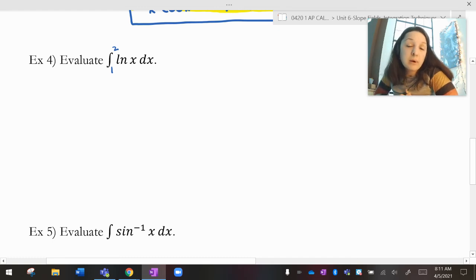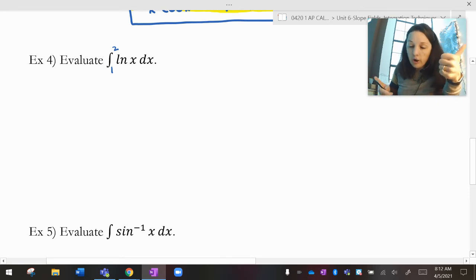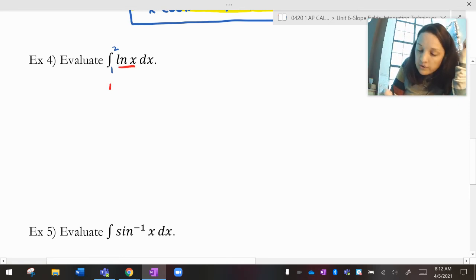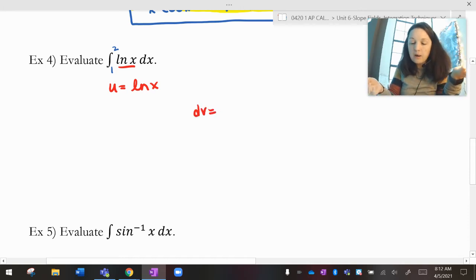The other nice thing about integration by parts is it can be really useful if you have a single thing and you just don't know its antiderivative. You don't need to have a product. So what we do is we kind of fake a product. So we say LIATE, L, logarithms. Oh, I have one of those. So u is going to be ln x, and then dv is going to be everything else. Well, everything else is just dx.